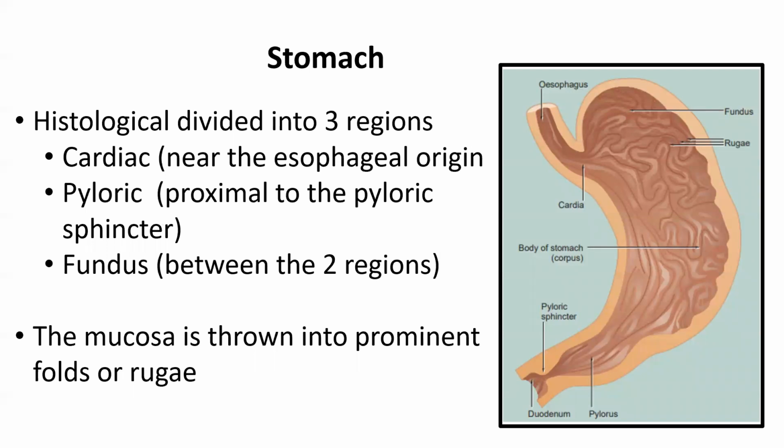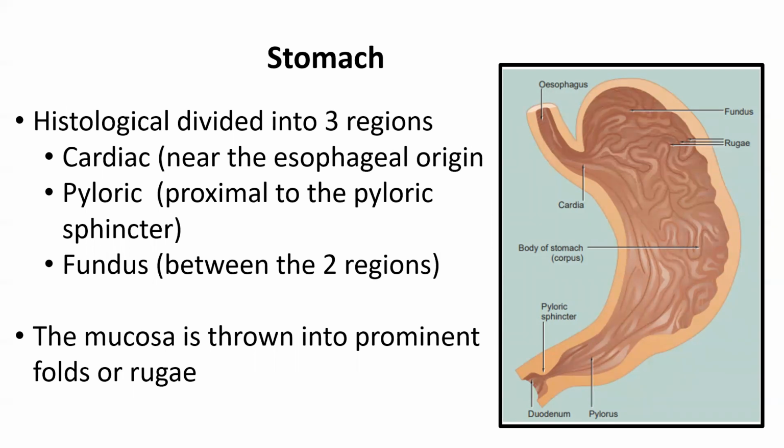Now, the second part, which is the longer part of the lecture, is going to be about the stomach. So, histologically, the stomach is divided into 3 regions. The cardiac region, which is near the esophagus, the pyloric, which is near the sphincter. I'm sure Dr. Akif talked about that also, and the fundus, which is between the 2 regions.